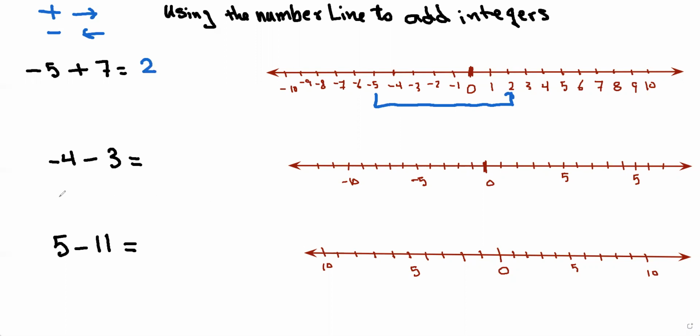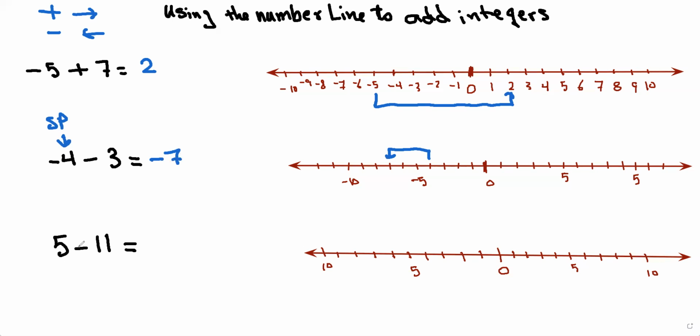Now with this question right here, this is your starting point. You go to -4 right here, and because you're minusing, you go left, as I'm saying. So you go 1, 2, 3 to the left, and that takes you right there. So that's -7.